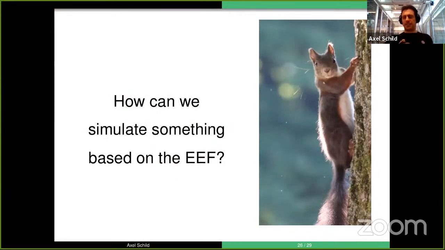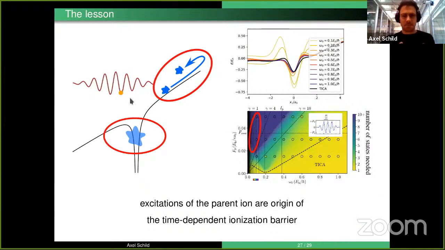Yeah, so now that we've learned this, how can we simulate something based on this electron factorization? That's the idea again. We want to simulate this somehow in a one electron picture, but we learned now that we in general need to describe this effective barrier here. And to describe this effective barrier, we would need quite some excitations in this bound state region.